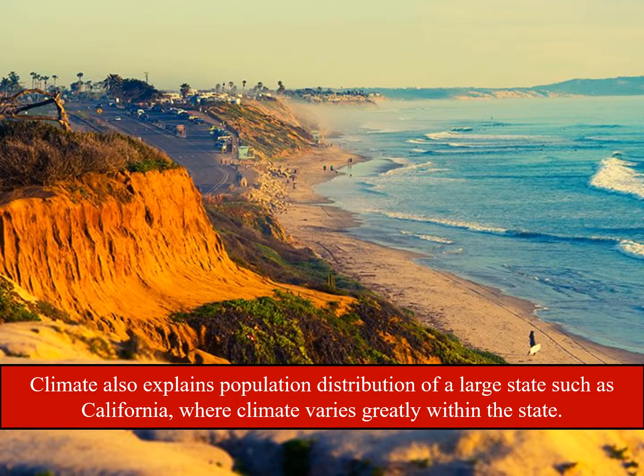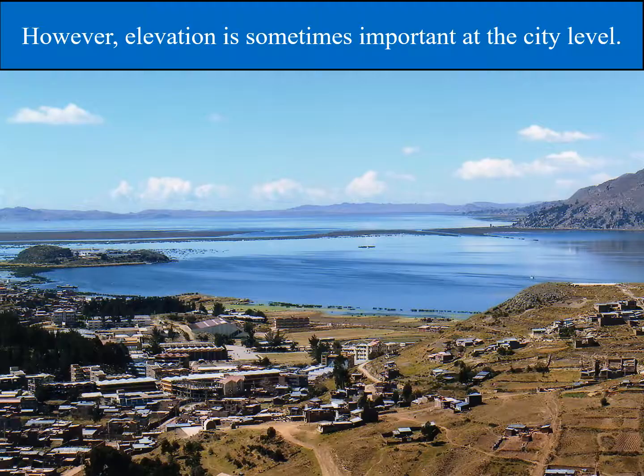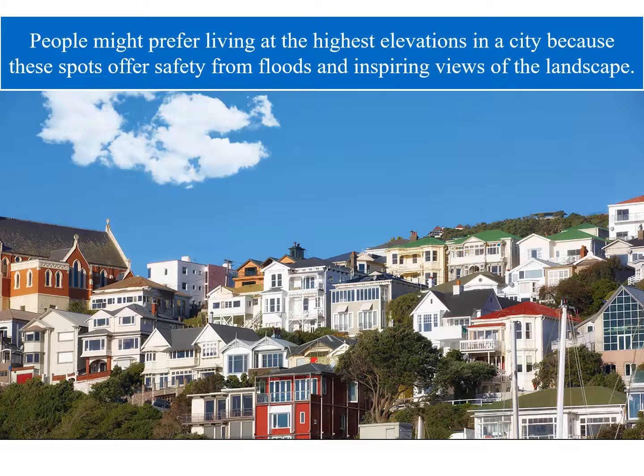Climate also explains population distribution of a large state such as California, where climate varies greatly within the state. On a smaller scale, such as a city, the spatial climate variation is usually too small to affect settlement. However, elevation is sometimes important at the city level. People might prefer to live at higher elevations in a city because these spots offer safety from floods and inspiring views of the landscape.